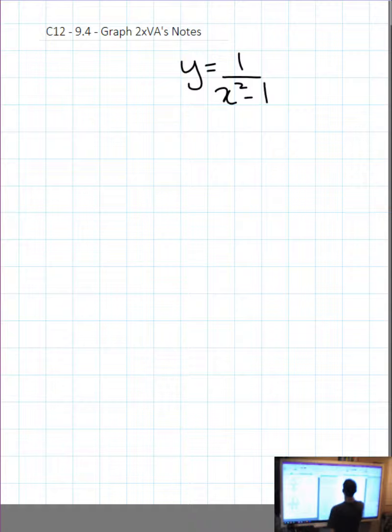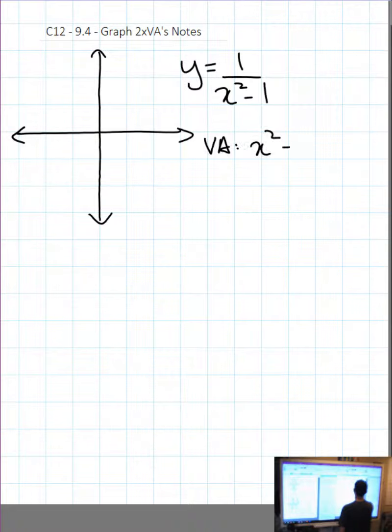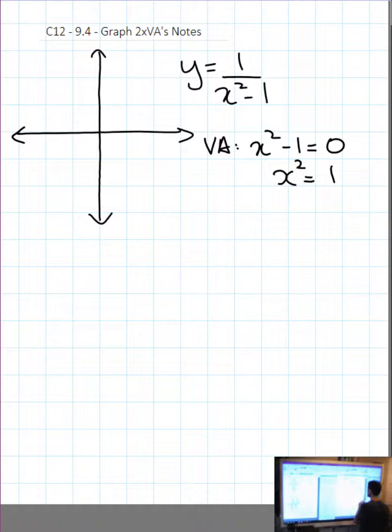Okay, let's take a look at the graph of y equals 1 over x squared minus 1. So let's start by drawing that graph. If we remember, we find a vertical asymptote by setting the denominator equal to 0. This one I'm just going to factor by adding 1 to both sides, and then square root both sides, and x equals, if we remember from last year, plus and minus 1.